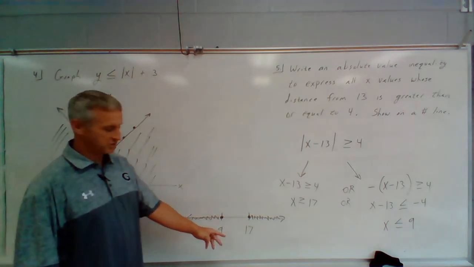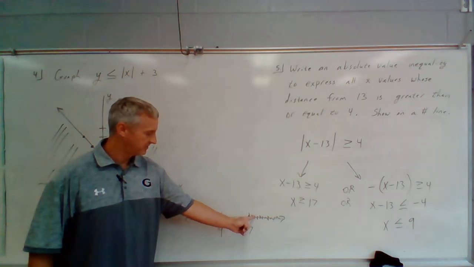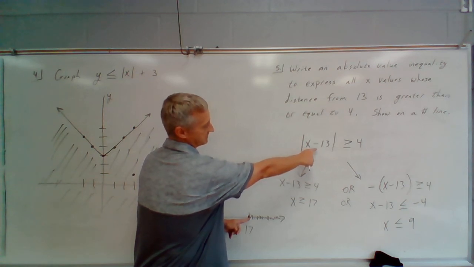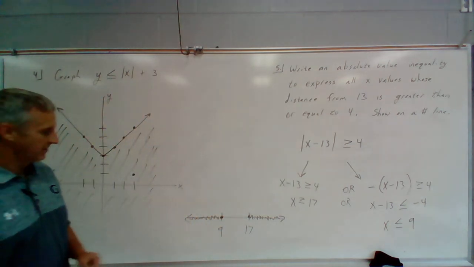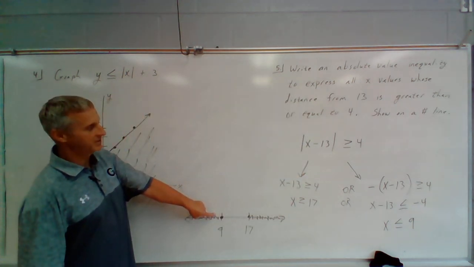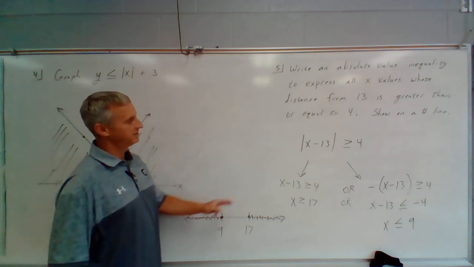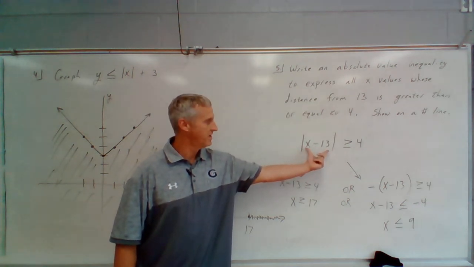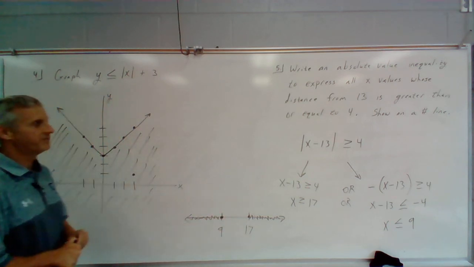Let's just check and make sure we got it right. So let's plug in maybe 20. Or let's plug in 18. Let's get really close here. So if I put 18 in, 18 minus 13 is 5. And 5 really is greater than 4, so that works. Let's try maybe an 8. 8 minus 13 is -5. Absolute value of -5 is 5. That's bigger than 4, so that works. Let's just check one in here. Let's go with 10. 10 minus 13 is -3. Absolute value of -3 is 3. 3 is not greater than 4, and it shouldn't be because we don't have it shaded in. So we can be confident we got the correct answer.